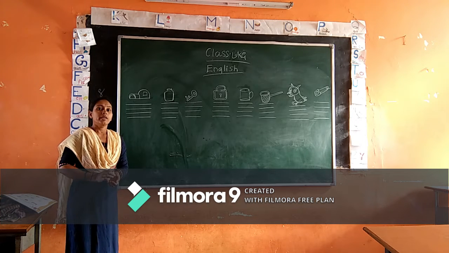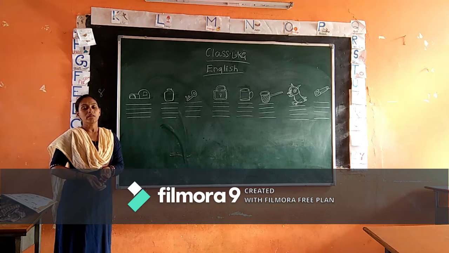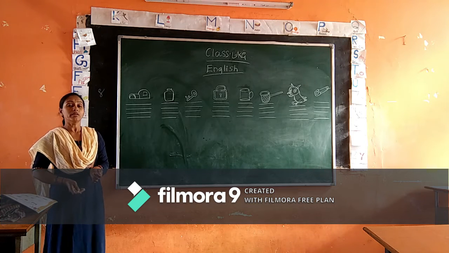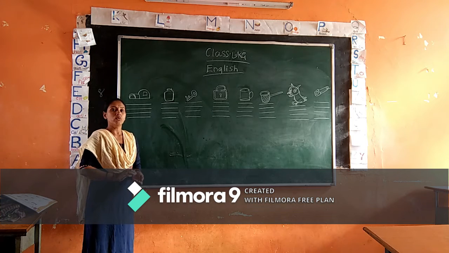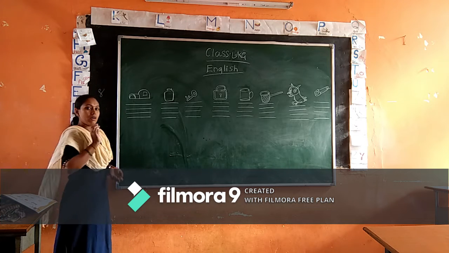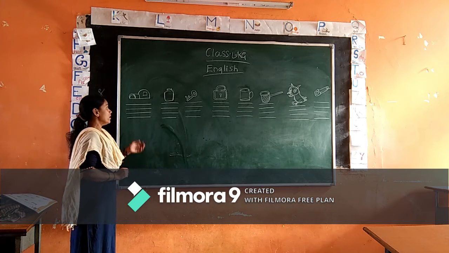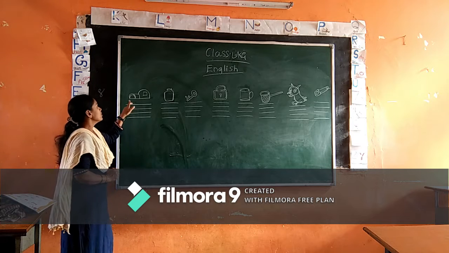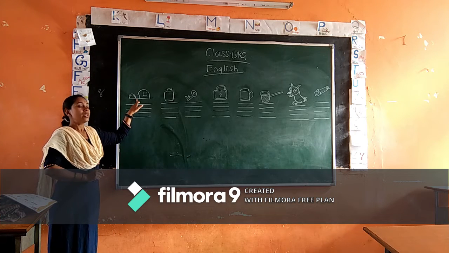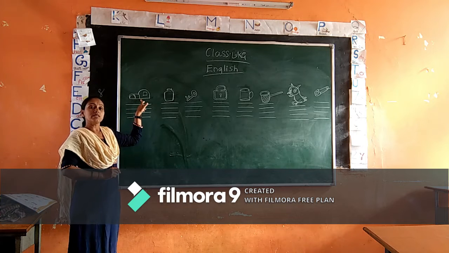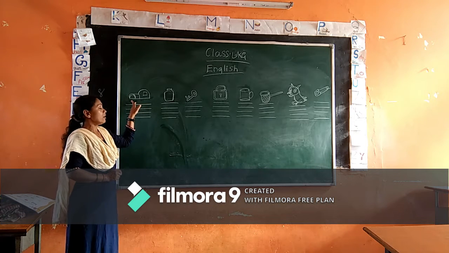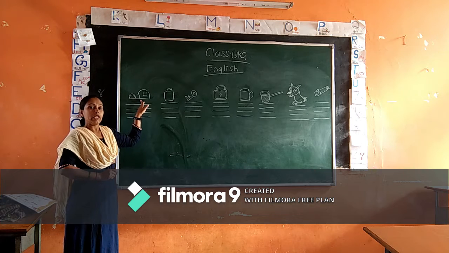Okay children, in the previous class we learned A to H with pictures, and also we wrote the beginning letter of the word. Okay, today we are learning I. We will start from the I. You are seeing this, we call it an igloo. Igloo means we can see this in snowy areas. The animals will stay in this igloo.